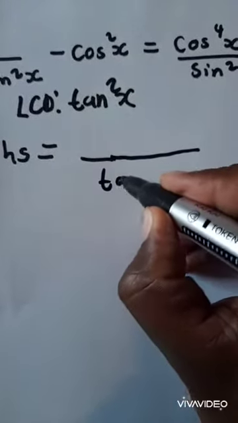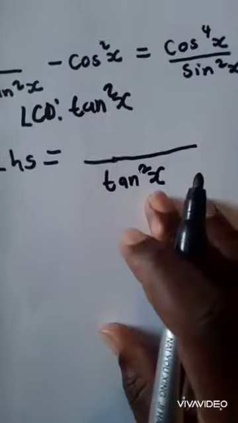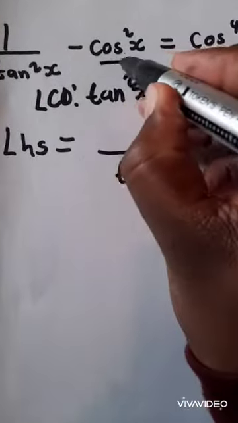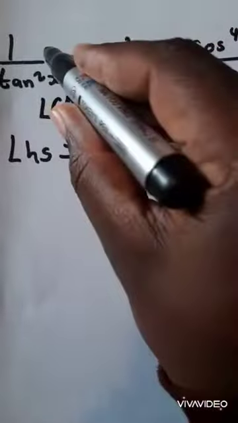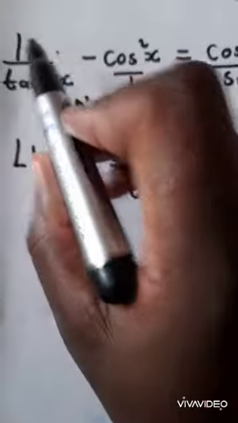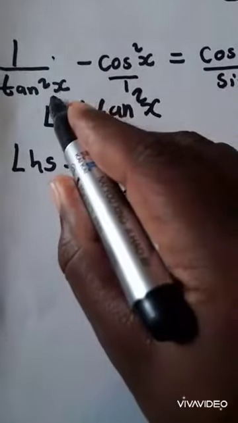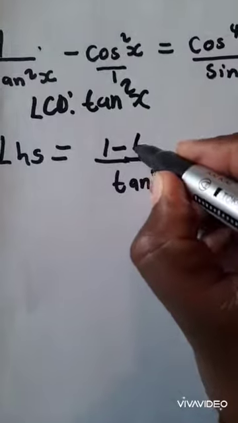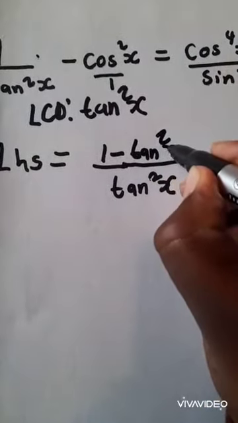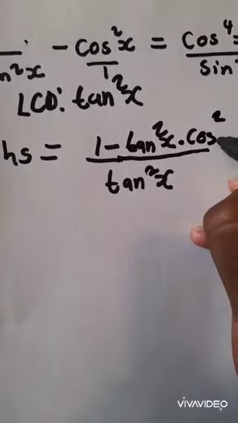So my LCD will be tan squared x. Don't forget that there's an invisible 1 here. So I'll use the cross method. 1 multiplied by 1 is 1. Tan squared x multiplied by cos squared x, that is tan squared x multiplied by cos squared x.